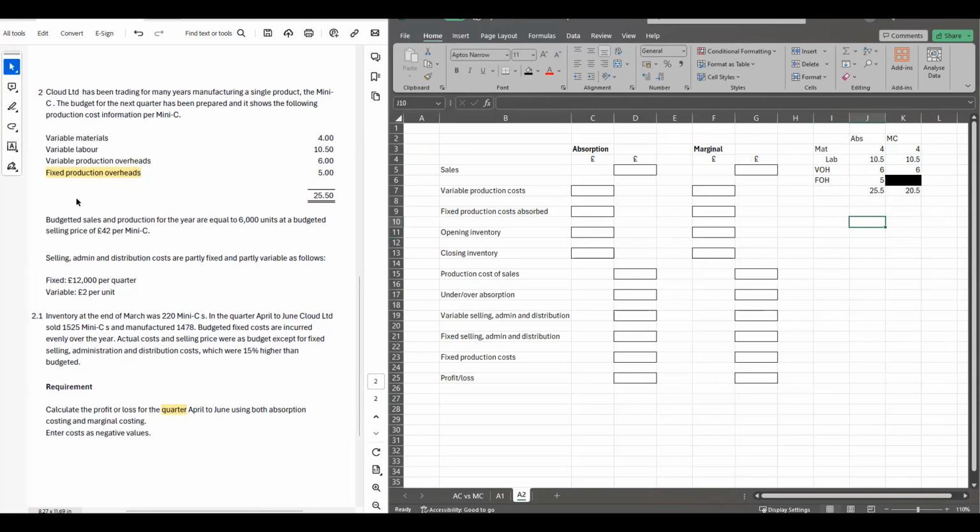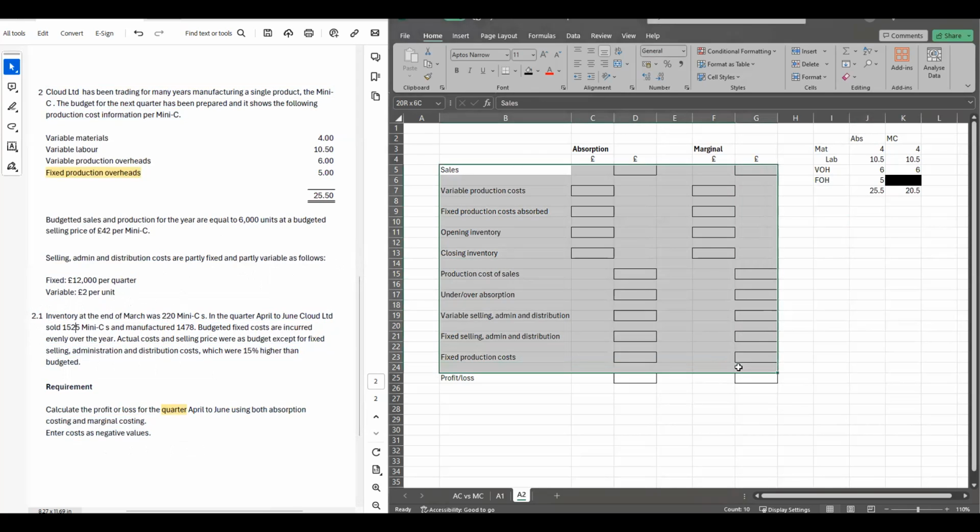Then moving on, it tells us that the budgeted sales and production for the year are equal to 6,000 units at a budgeted selling price of £42 per mini C. And then we've again got our information about selling, admin and distribution costs being partly fixed and partly variable as follows. So 12,000 per quarter and £2 per unit. Then again, this mini section is going to allow us to populate all of our pro forma boxes.